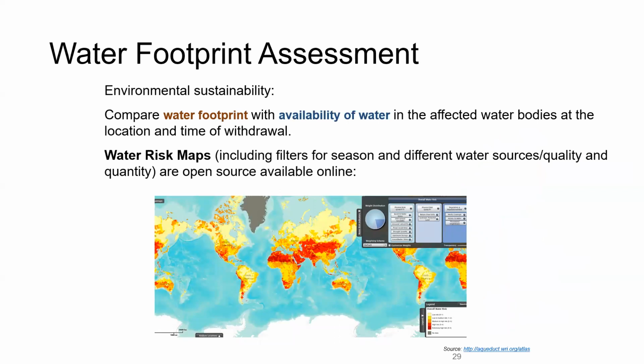So it is, of course, a type of exercise toward sustainability, and we can compare the water footprint with the availability of the water in any affected area or in the affected water body or polluted water bodies at the location and time of withdrawal. Then we can also prepare the water risk map, and it is already available. Water India program in our country also. It is not in a different country. Here in the Water India program, it is already there. Water map is available online.